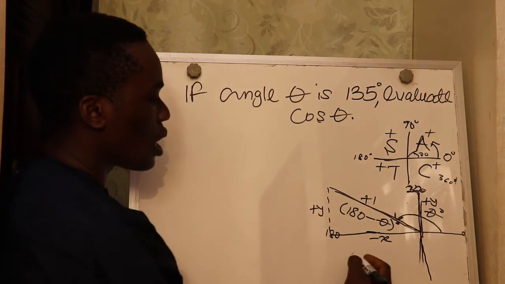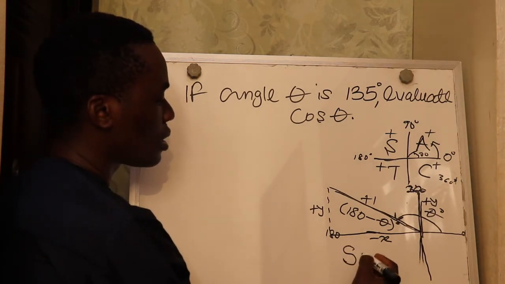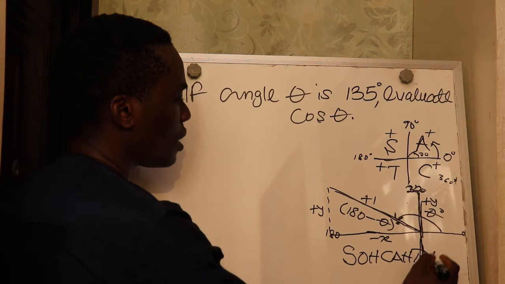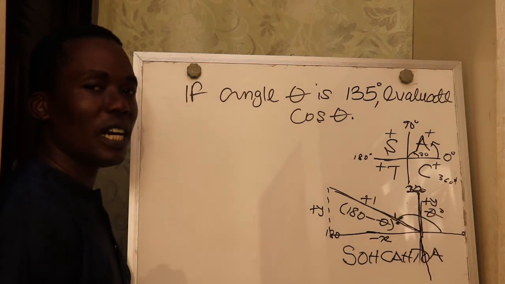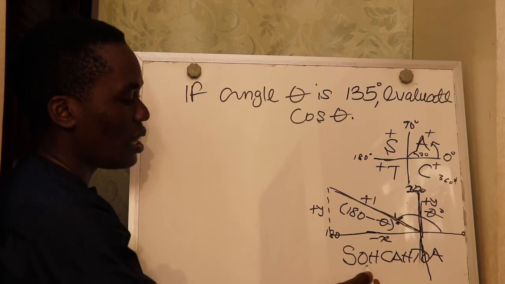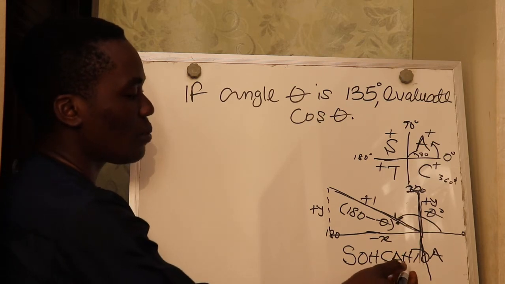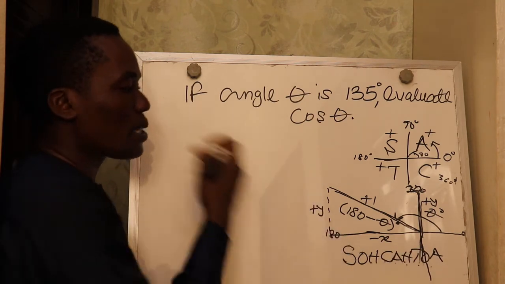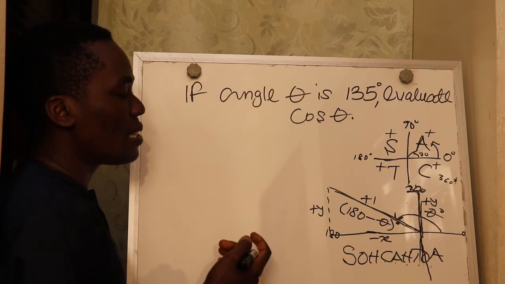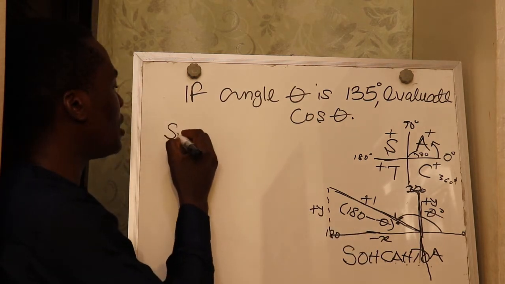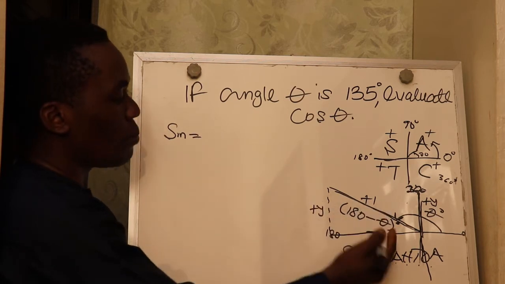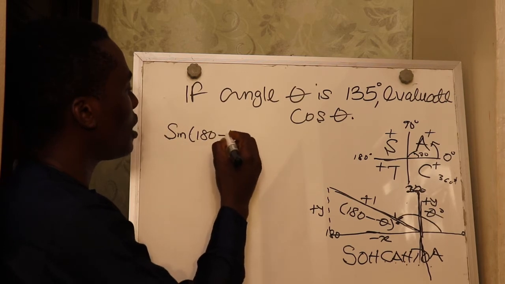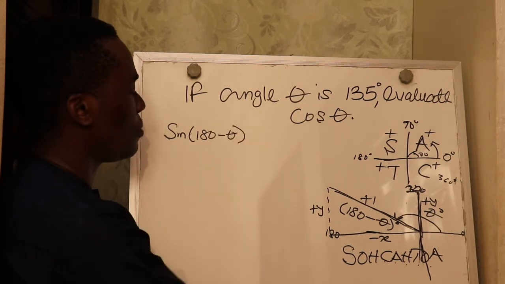Now, remember our SOHCAHTOA. That's the formula used in solving angles and triangles. Sine is opposite over hypotenuse. Cos is adjacent over hypotenuse. Tan is opposite over adjacent. Now let's just take that of sine, for example. Sine of 180 minus theta will be our sine of theta.